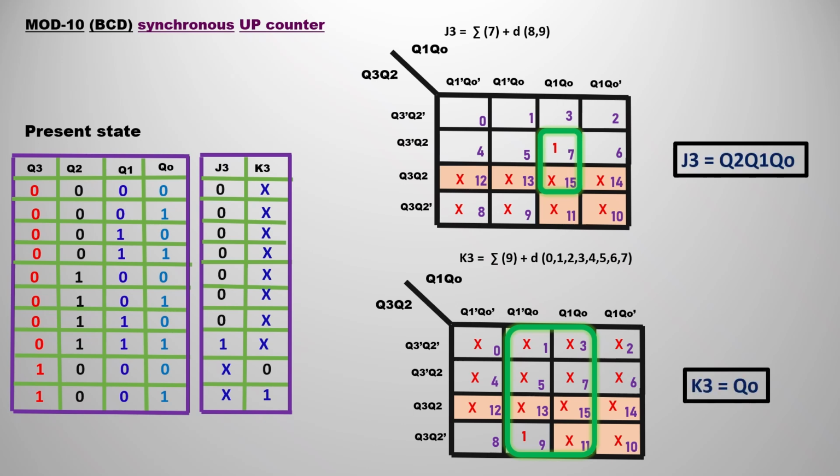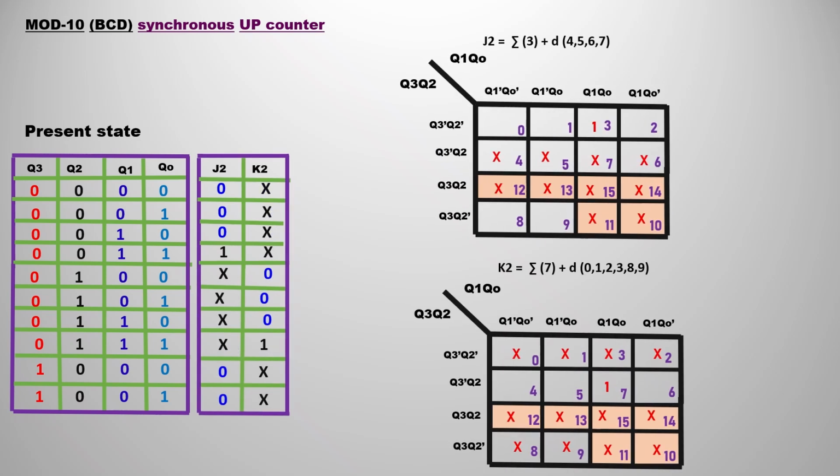The next step is to group them. So if you observe J3, we can group 2 elements, that is 7 and 15. It will cover all the ones. So if you observe, we can make a group of 1, that is J3 is equal to Q2, Q1, Q0. So similarly if you see the K3, you can cover the 1 that is in the 9th position with the help of a group of 8 elements. That becomes a group, K3 is equal to Q0.